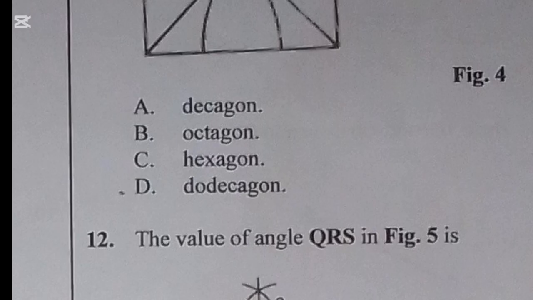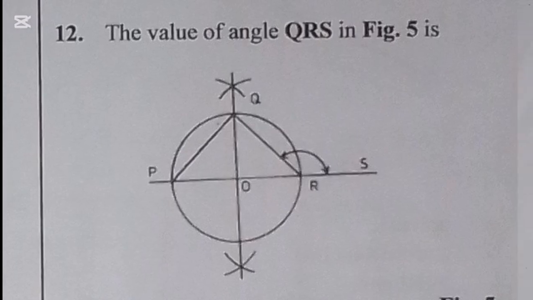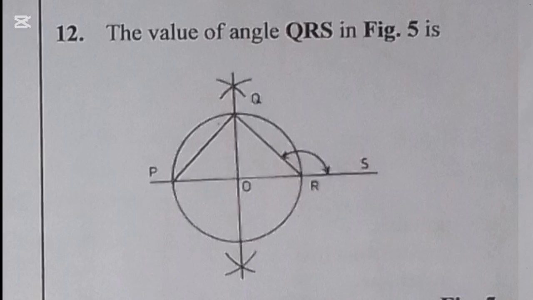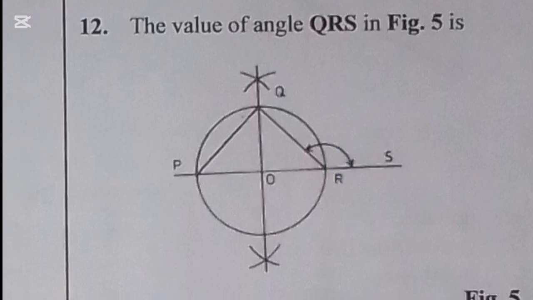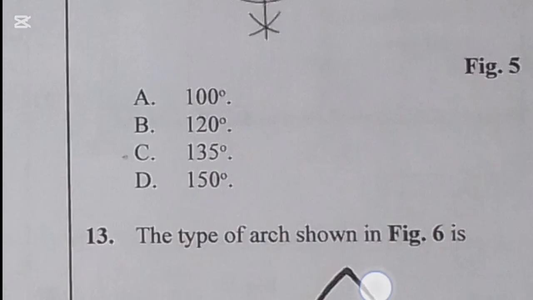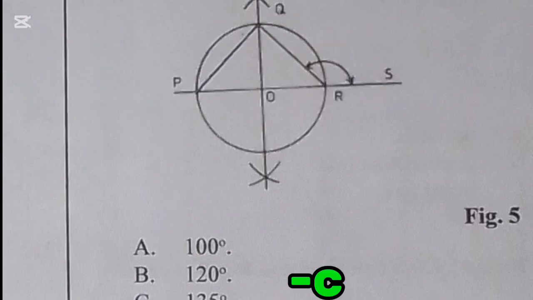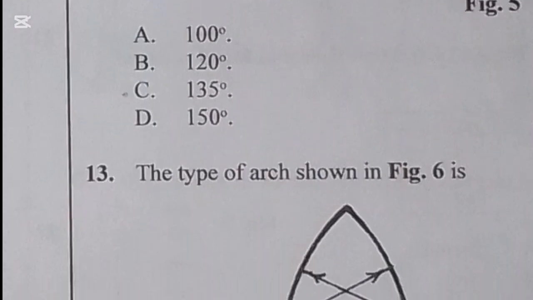Now question 12. The value of angle QRS in figure 5 is this angle here. The value of QRS will give us 135. The angle here is 90. So here will be 45, and this other side also will be 45, which will give us 180 for the total or sum of angles in a triangle. All right, now to get this side, we are going to say 180 minus the 45 here, which will give us 135. The correct answer there is C.